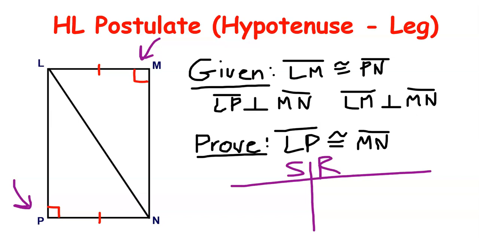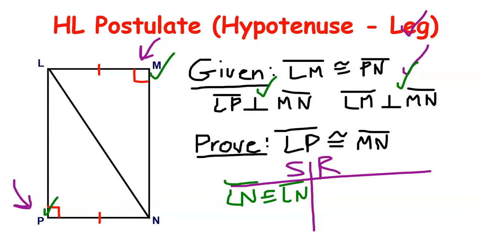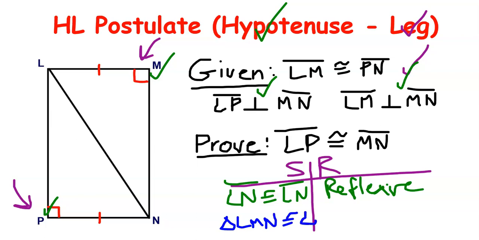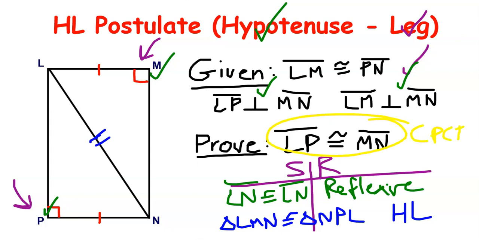Using the givens here, we know that LM is congruent to MP. That's the leg. And we know that because of the perpendicular lines, we have some right triangles. The hypotenuse of both triangles is LN, which we know is congruent to itself because of the reflexive property. There is the hypotenuse, and therefore we know that triangle LMN is congruent to triangle NPL by hypotenuse-leg. Now that we know that those triangles are congruent, we can say that those sides are congruent by CPCTC. So there it is.